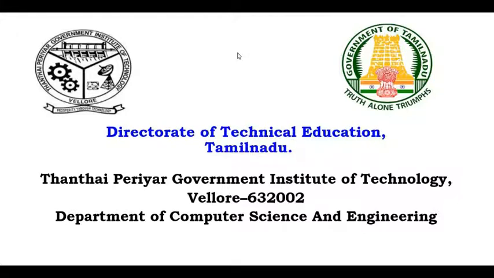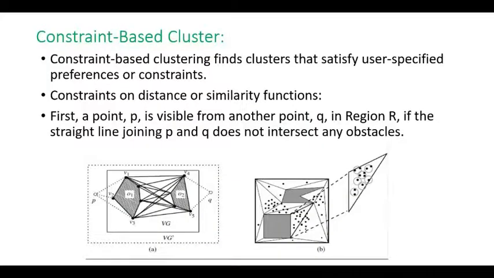Hello everyone. Last lecture we discussed how to evaluate clustering, and today we discuss our next topic, constraint based clustering. Constraint based clustering finds clusters that satisfy user specified preferences or user specified constraints. Depending on the nature of the constraint, constraint based clustering may adopt different approaches.